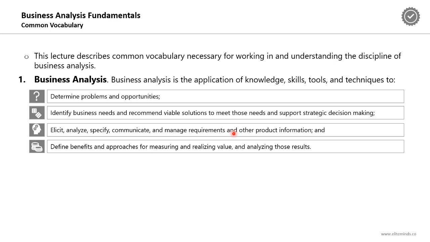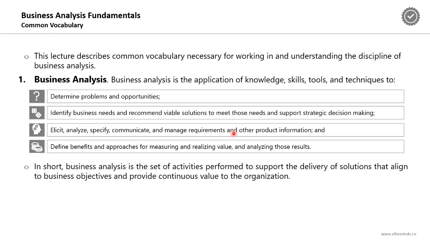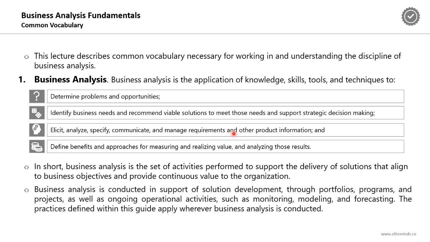So business analysis is around the application of your knowledge as a business analyst or project manager, skills, tools, and techniques to obtain these benefits. In short, business analysis is the set of activities performed to support the delivery of solutions that align to business objectives and provide continuous value to the organization. Business analysis is conducted in support of solution development through portfolios, programs, and projects, as well as ongoing operational activities such as monitoring, modeling, and forecasting.